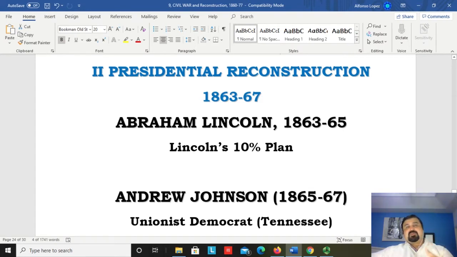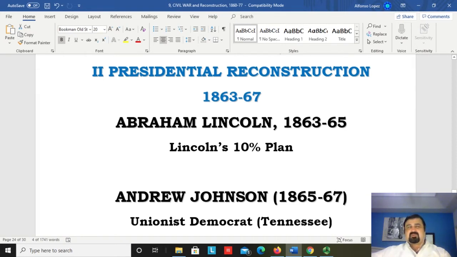So after the war comes to an end, we go through another phase of Reconstruction that is called Presidential Reconstruction. Historians, when they go back again and look at this process of Reconstruction, identify that this process unfolded in stages. Those are the three stages we're going to cover. So far we have covered one, which is wartime Reconstruction.